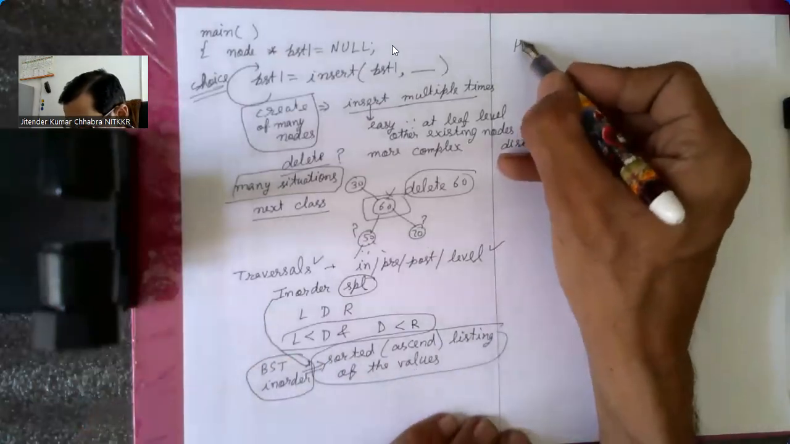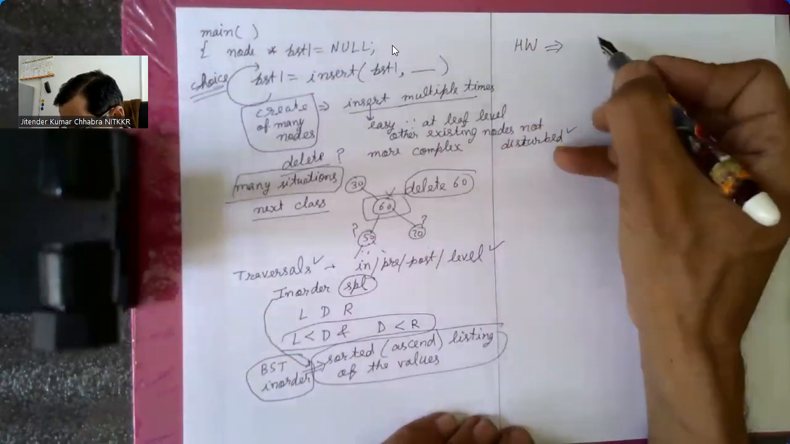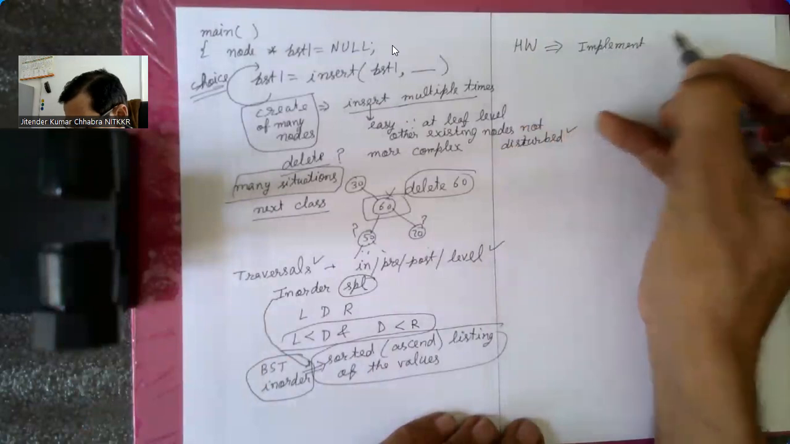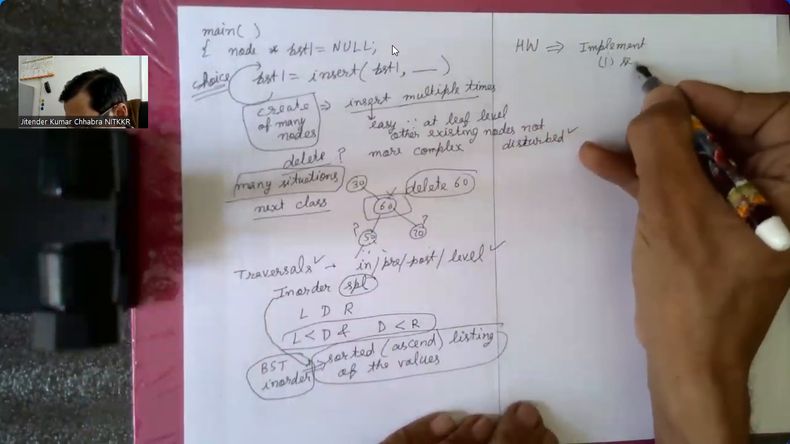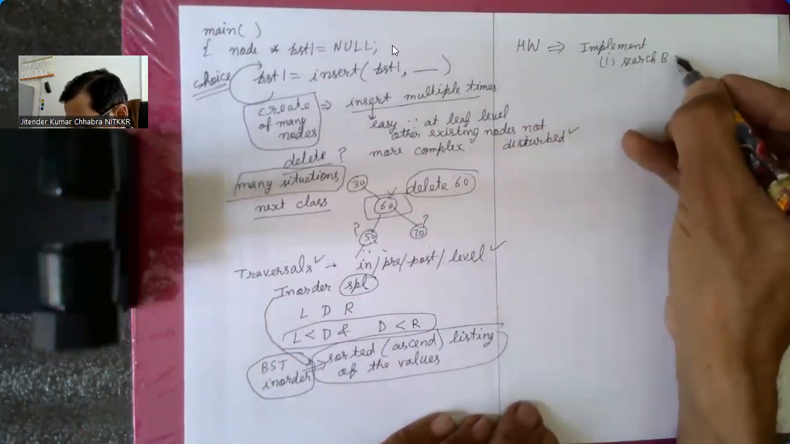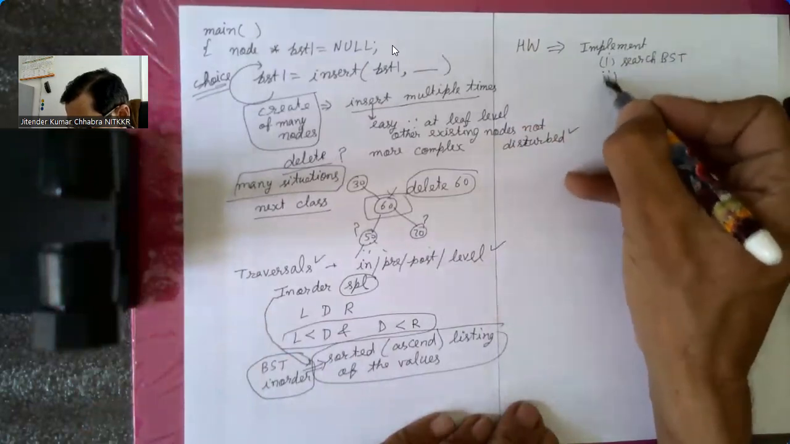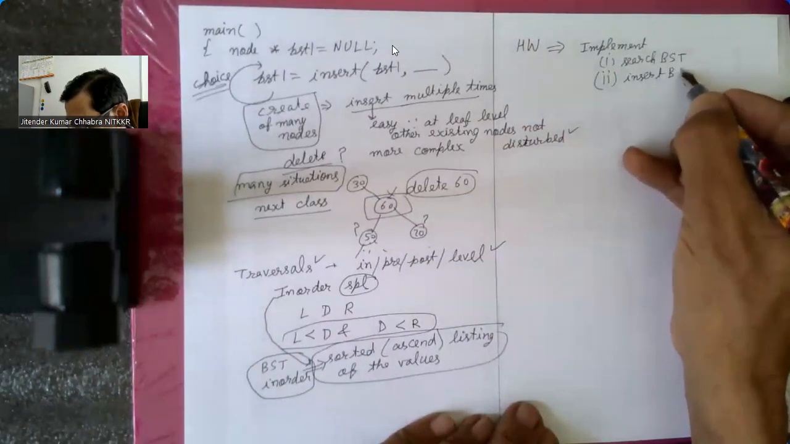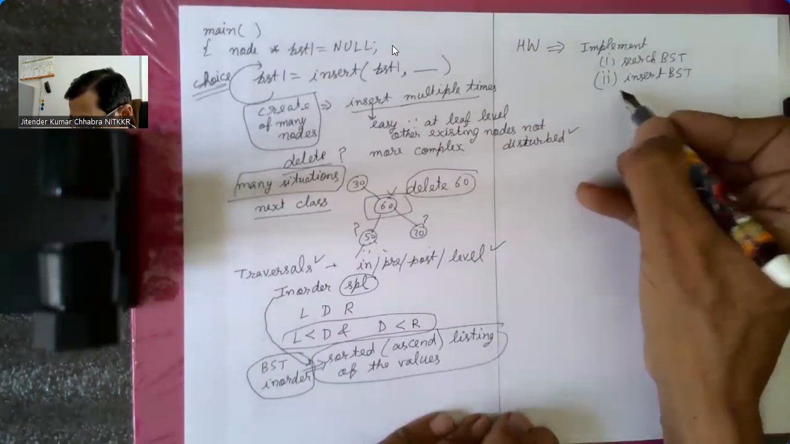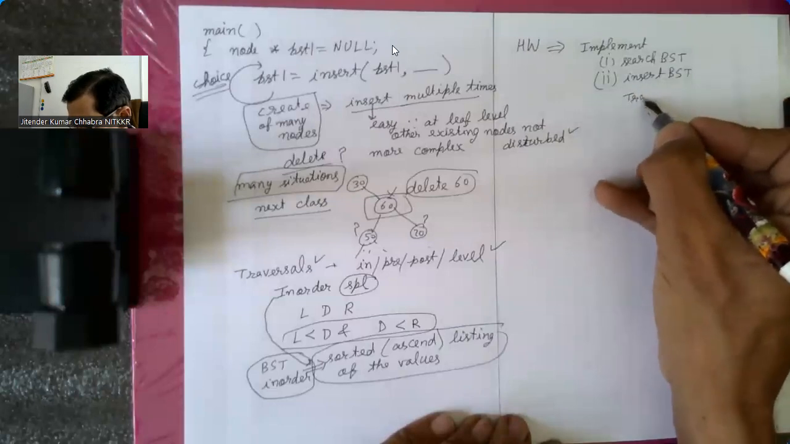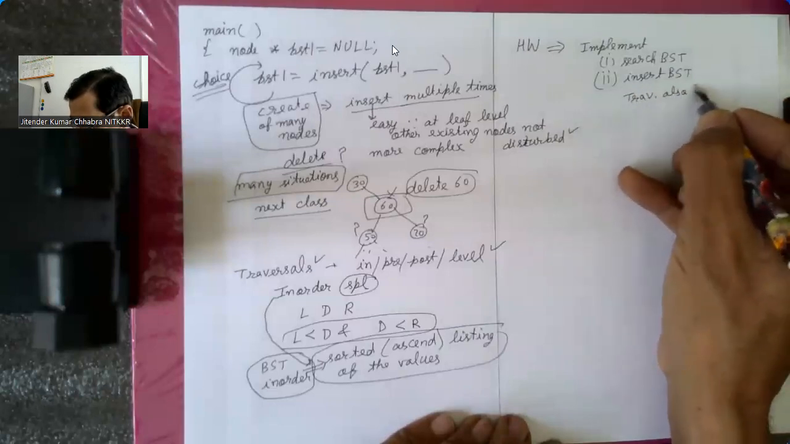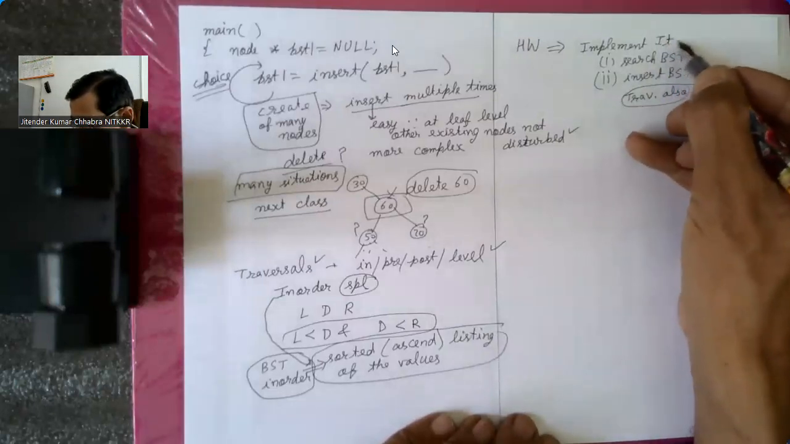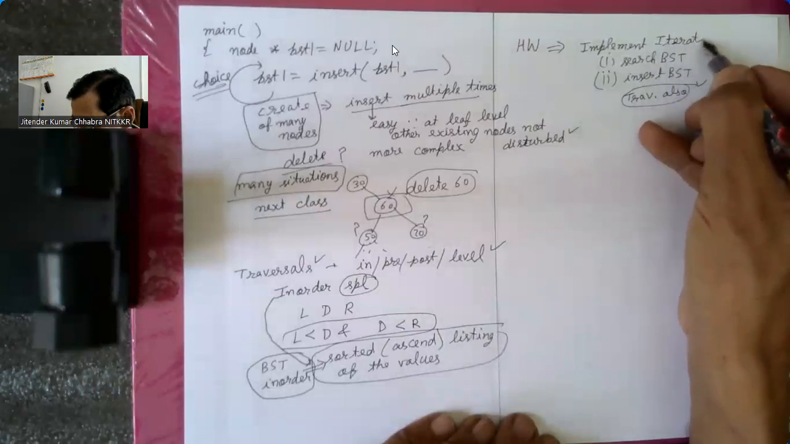Having said that, let me now just wind up. So I will say homework: implement first, search BST, second, insert BST, and of course check that with traversals, but those are not to be implemented, they are straight away easy. So I will say implement the iterative version, which we have just coded almost.